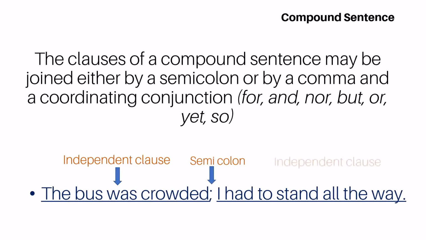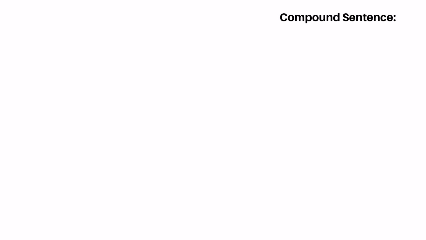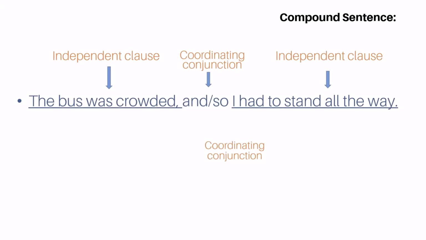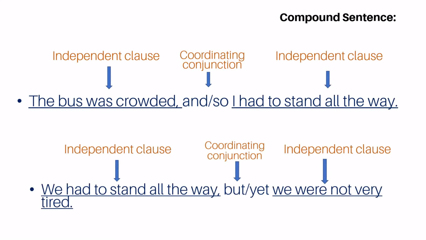Another example of a compound sentence is: the bus was crowded, and, or either you write and or so, I had to stand all the way. You can see there, the independent clause, the bus was crowded, the coordinating conjunction, either and or so, use one, and another independent clause, I had to stand all the way. Both clauses are joined by a coordinating conjunction, either and or so.